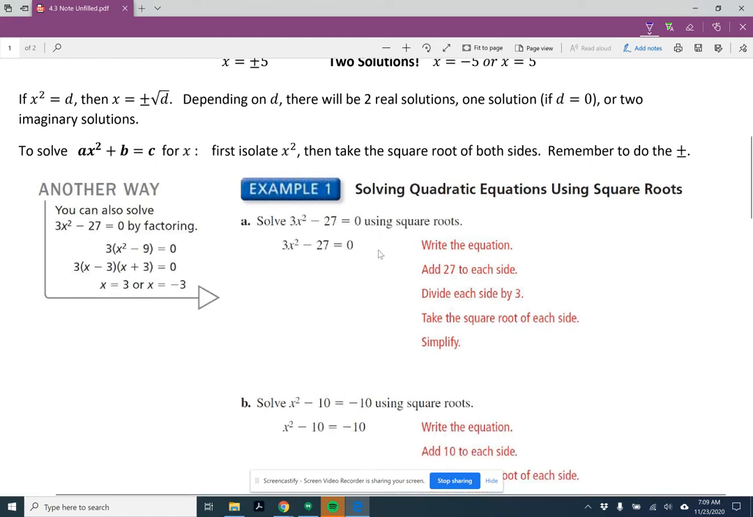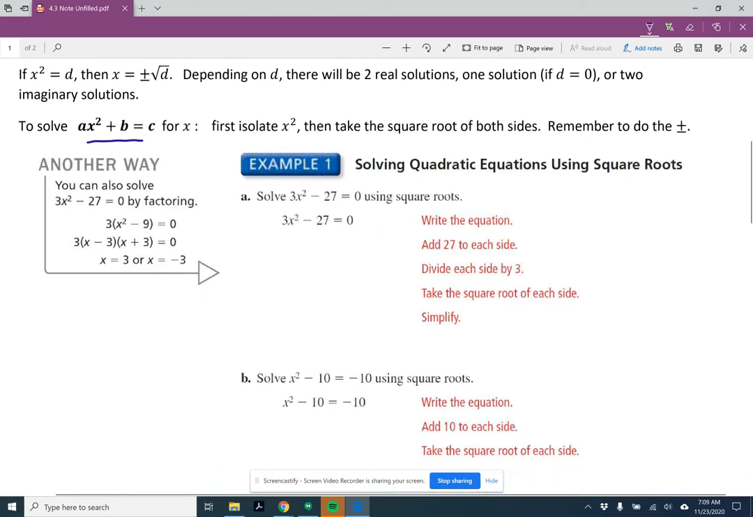All right, so to solve ax squared plus bx equals c for x, we're first going to isolate the x squared, and then we're going to take the square root of both sides. And always remember to do the plus or minus so that you get as many solutions as there are. All right, so example 1, we're just going to dive into some examples. Solving quadratic equations using square roots.